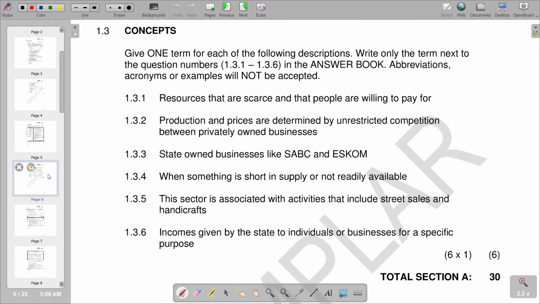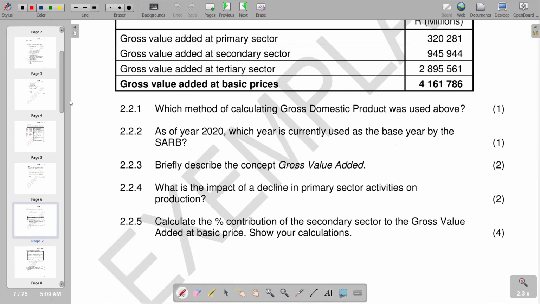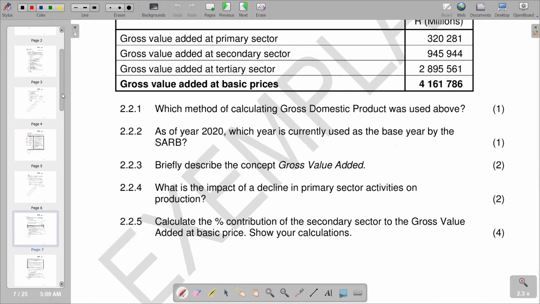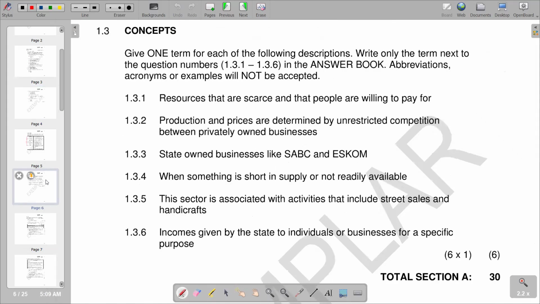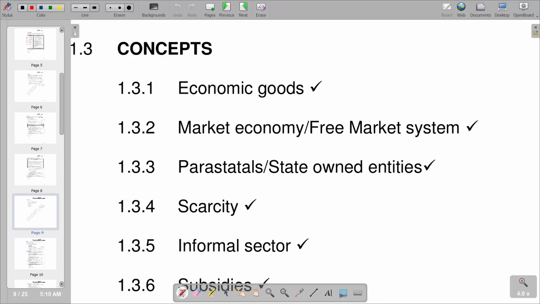So you'd see that this is, according to the responses that we have, we are going to see that these are economic goods. This represents economic goods. So you'd see that economic goods becomes the appropriate response that we have in terms of 1.3.1. So we are saying we have economic goods as our response.